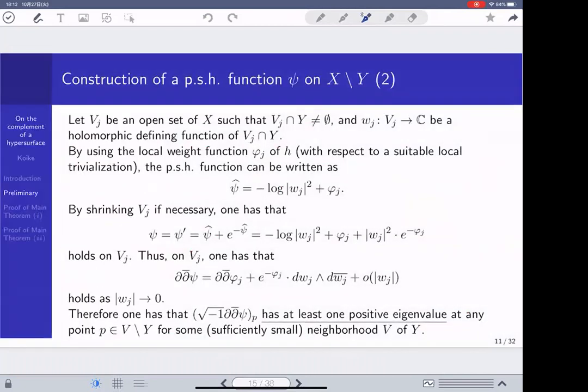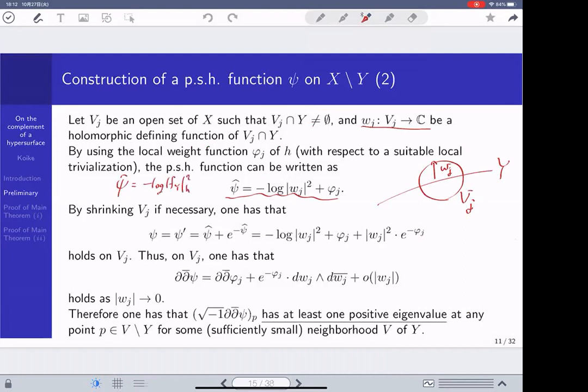So what was the reason why I modified this like this? Let V prime j be an open set of X that intersects Y, and take a local defining function w_j of Y. By using the local weight function phi_j of h with respect to a suitable local trivialization, psi hat is like this, because psi hat is the function defined by this.